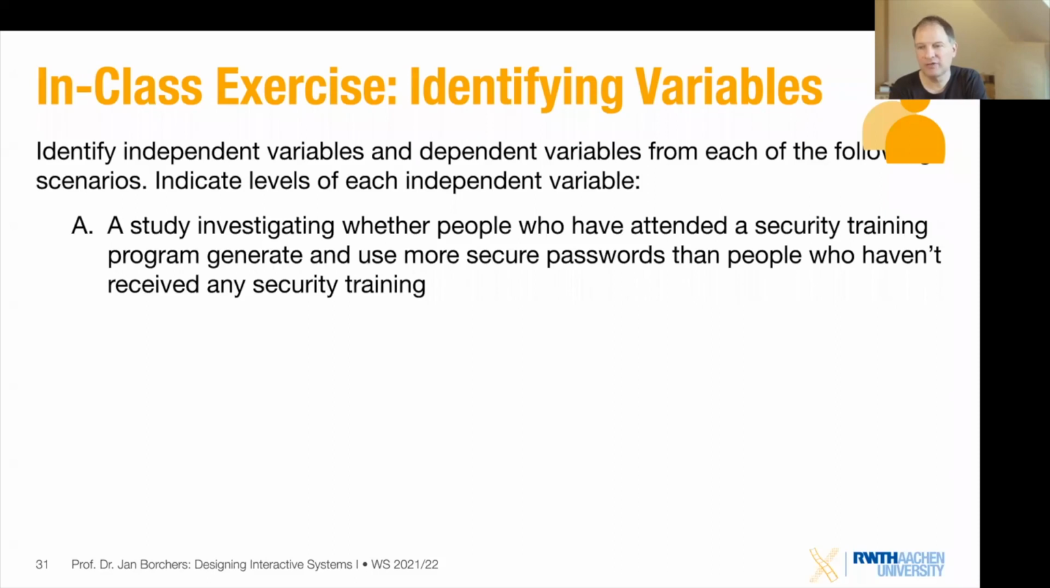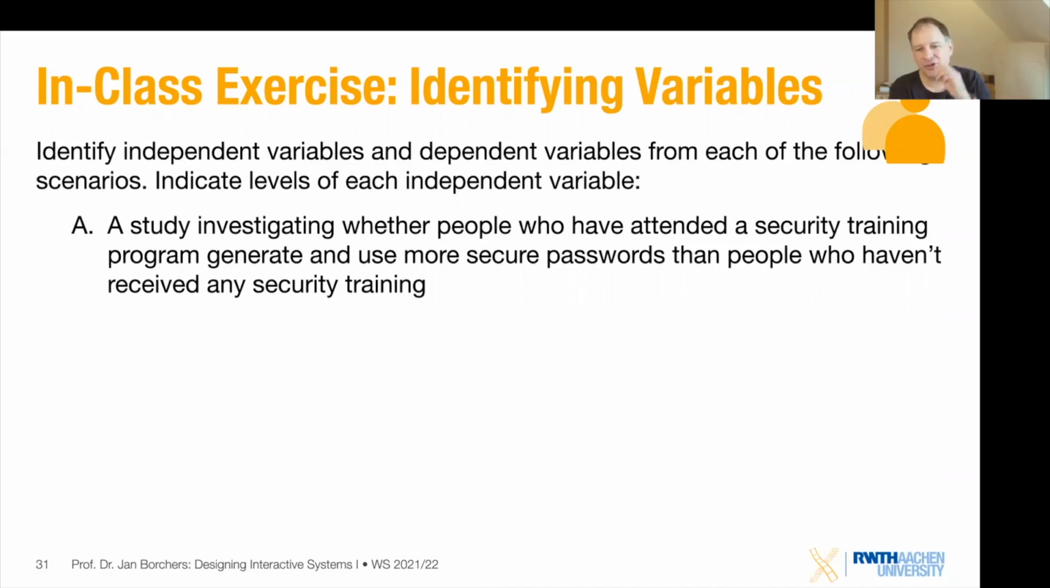What's the independent variable here? Just raise your hand. Yeah, Hua, go ahead. The independent variable is whether the people have attended a security training. Or not, exactly. So it's a yes or no. It's a binary variable with just two possible values, yes or no. Exactly. And do you want to continue and tell me what the dependent variable is? And the dependent variable is whether they will use more secure passwords or not.